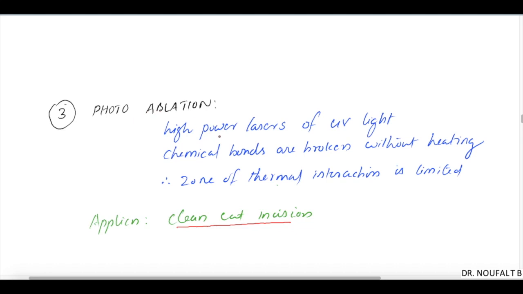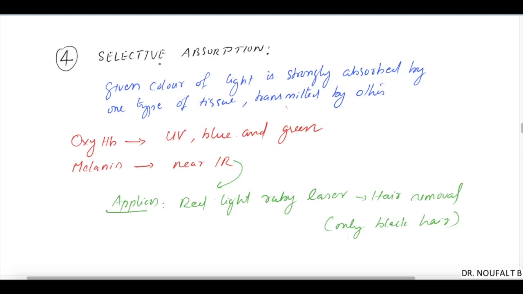Here high power lasers having the wavelength of UV light are used to break the chemical bonds in the tissue without heating. So the zone of thermal interaction is limited. So this property can be used to make clean cut incisions. The final tissue interaction is selective absorption.